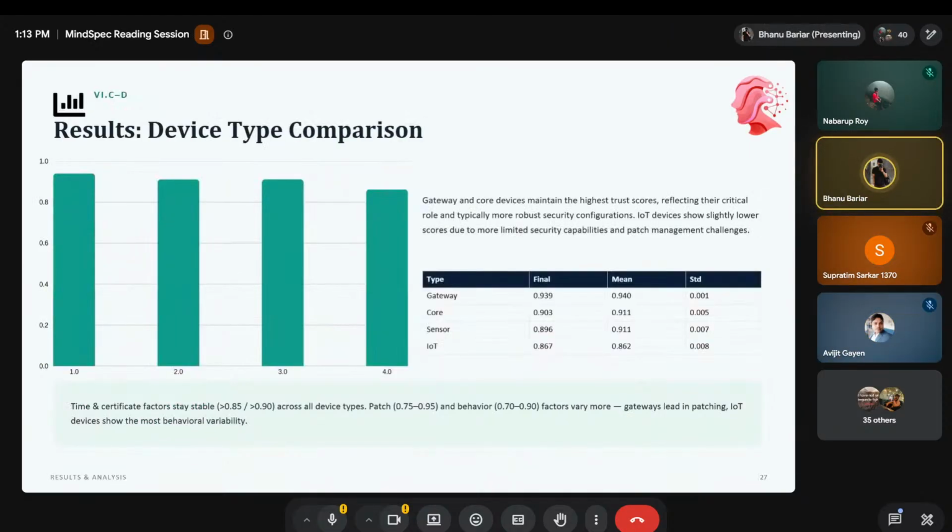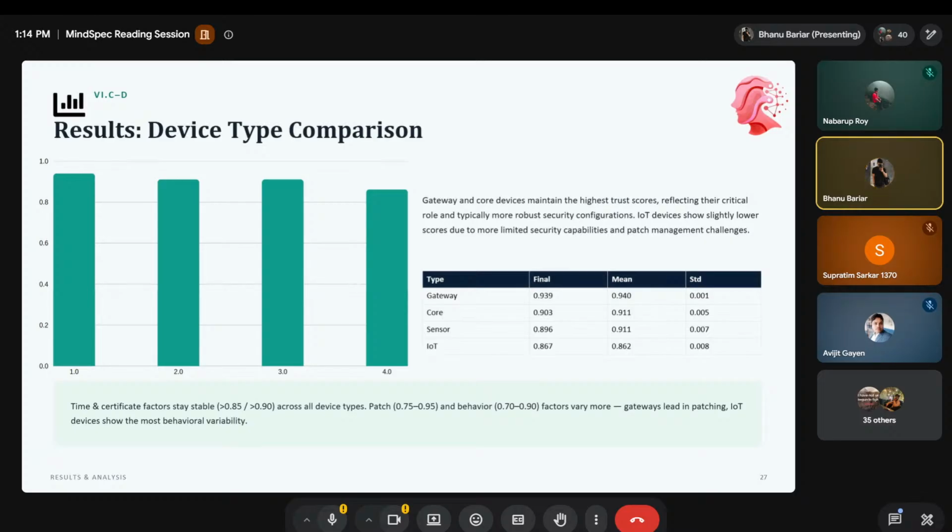In practical edge computing environments, not every device serves the same purpose. Therefore, the authors also compare trust characteristics across multiple devices, including gateways, core servers, sensors, and IoT devices.